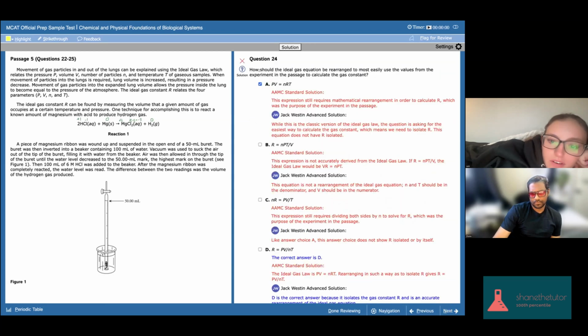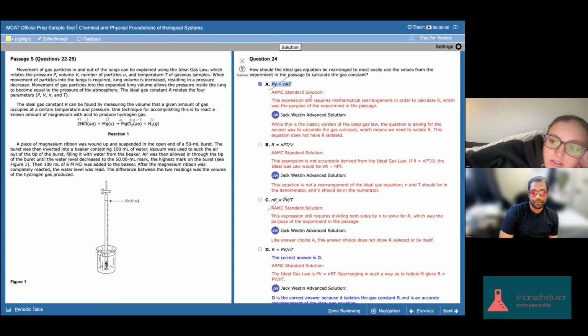Did I get this right or wrong? No, wrong. Because isn't this the equation? They're asking you to calculate the gas constant. So right away we can get rid of that and that. Gas constant is R. Okay. Because I know when you're solving it, I feel like n and R are always constant, right? So n would be the number of moles, so that can change. But R is the constant.